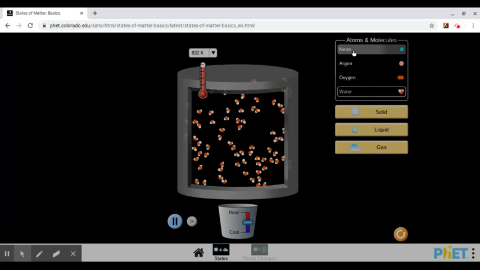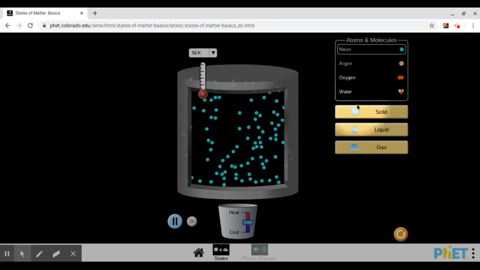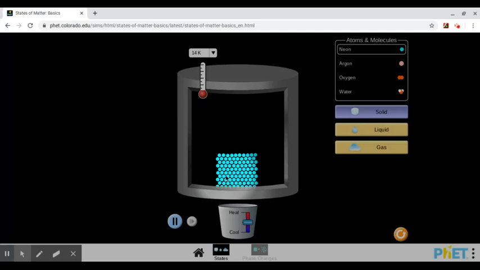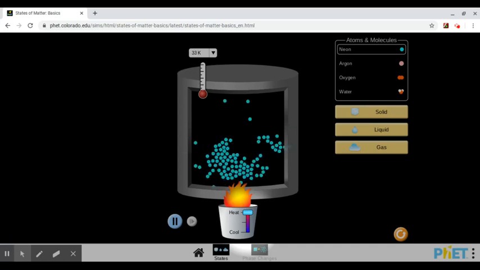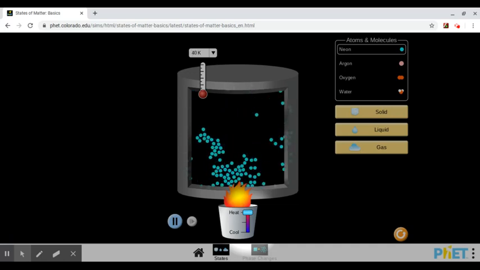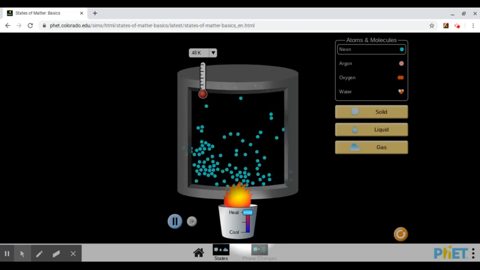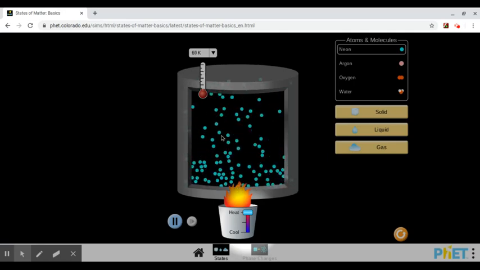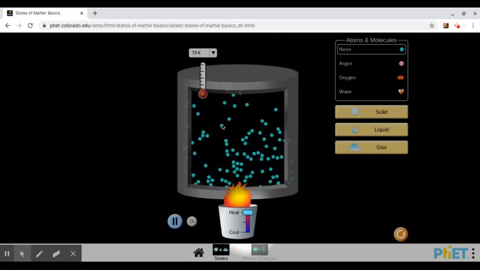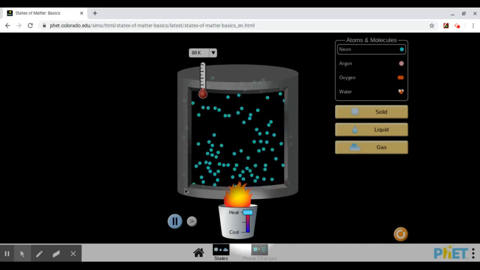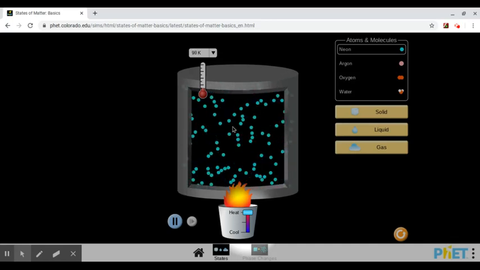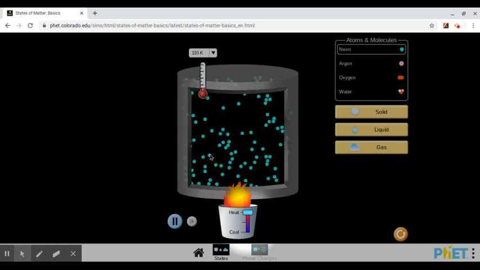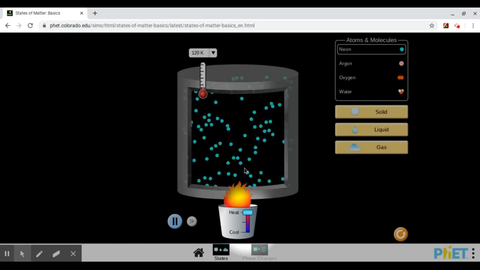Okay. And you can do the same thing to neon. You can start neon out as a solid. The atoms are tightly packed. And then you can add heat. And you can see as the atoms bounce around more, you can see what's happening to the temperature. So when we think about temperature, we're thinking about the average amount of movement, the average amount of kinetic energy in the system, in the box here among all the neon atoms.